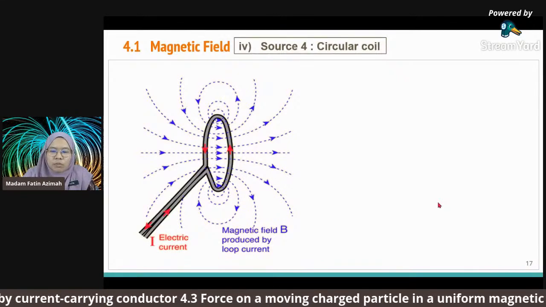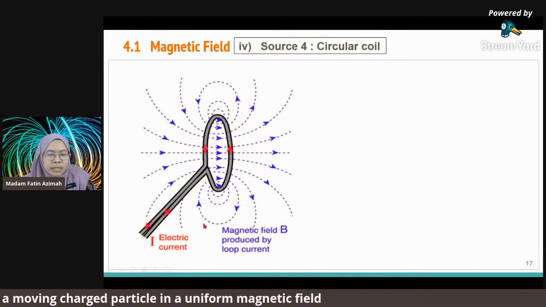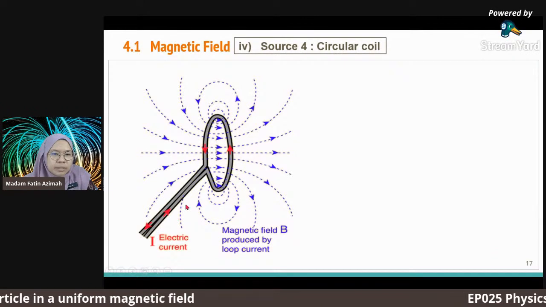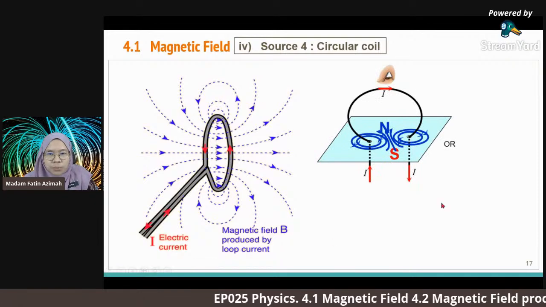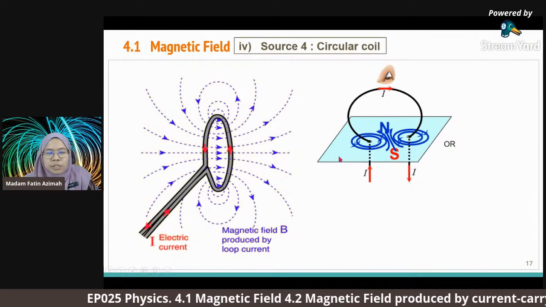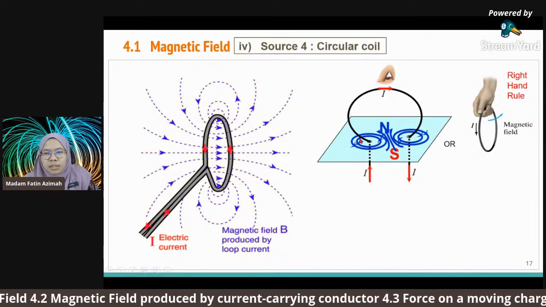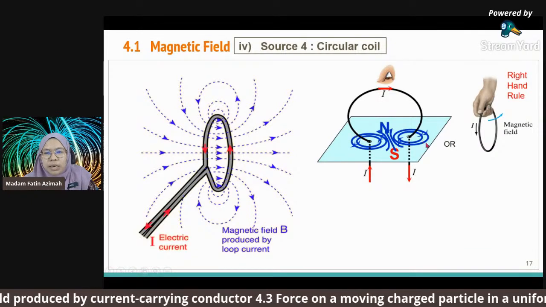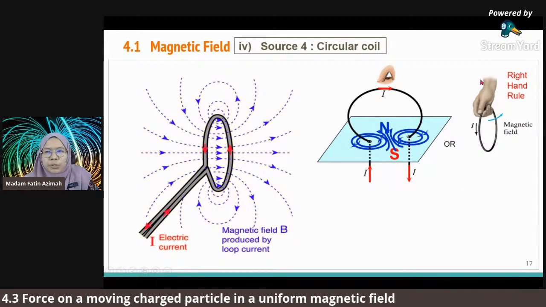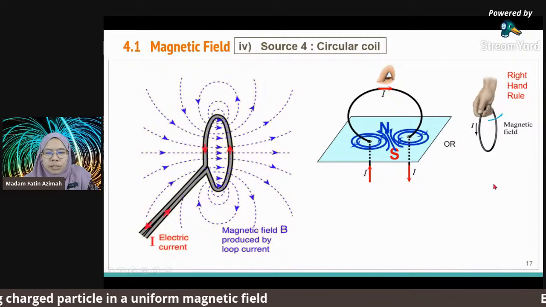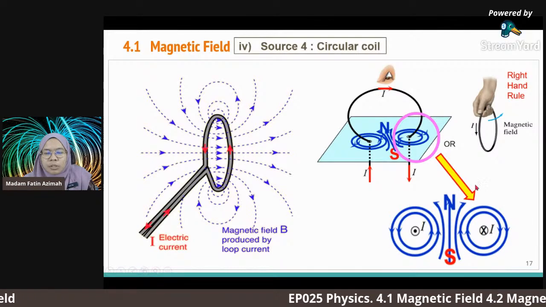Next, the pattern of magnetic field lines at the center of a circular coil. Here we can see the current is flowing in one direction through the coil. But if we see from a top view, the direction of the current is different on the two sides. On the left the current is coming out of the page, and on the right hand side the current is going into the page. So here we use the same right hand rule, and this is the pattern that we get for the center of the circular coil.